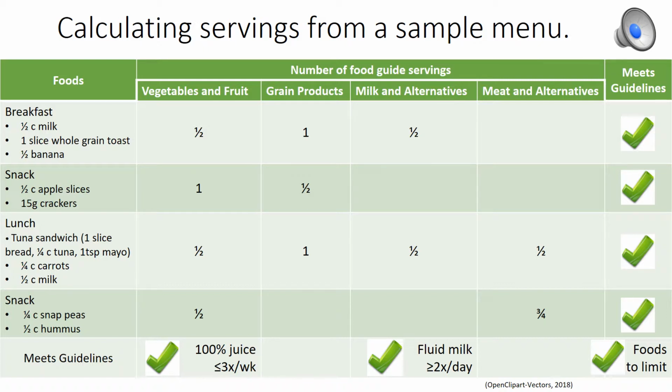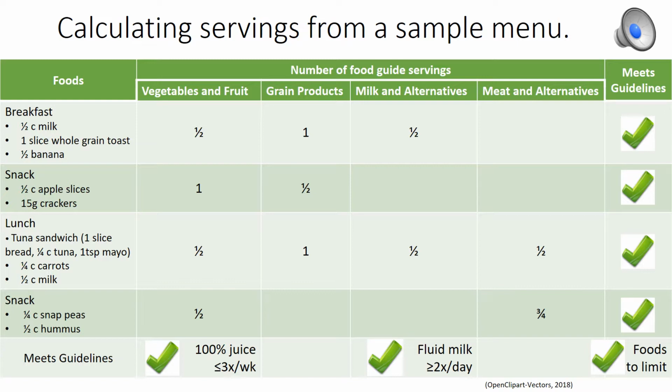At lunch, we have a tuna sandwich, which includes 1 slice of bread, which is a grain product, a 1/4 cup of tuna, which counts as half a serving of meat and alternatives. The mayo is not a food group. A 1/4 cup of carrots counts as half a serving of vegetables and fruit, and half a cup of milk counts as half a serving of milk and alternatives. At lunch, we have a food item from all 4 food groups, so we've met the guidelines.